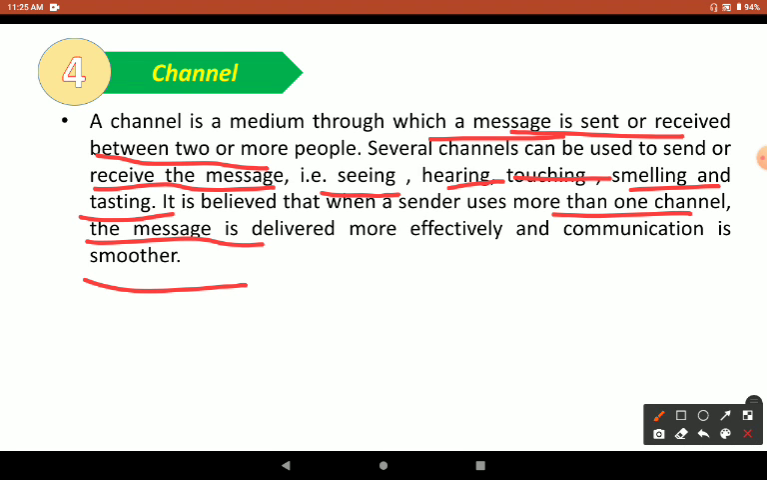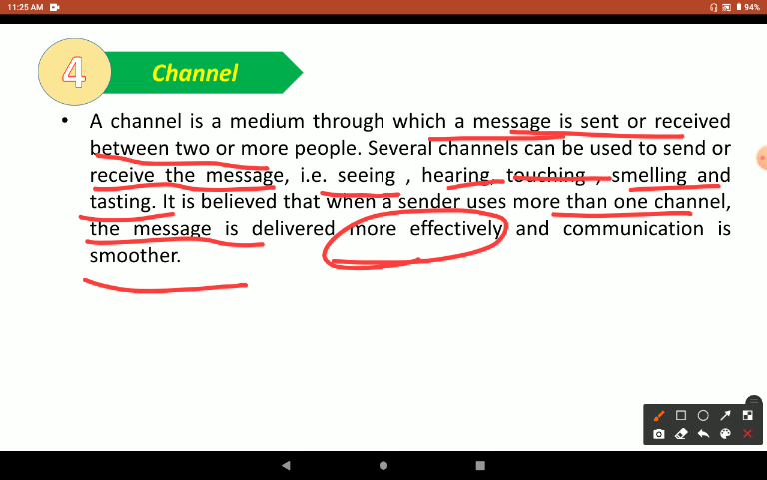the communication is smoother. Here we can take an example, like I am teaching you online, I am taking online classes, like I am speaking and here in front of you one PPT is going on, means you are seeing also and you are listening also. So here we are using two channels, that we can say visual and auditory, two channels we are using, so that is more effective.